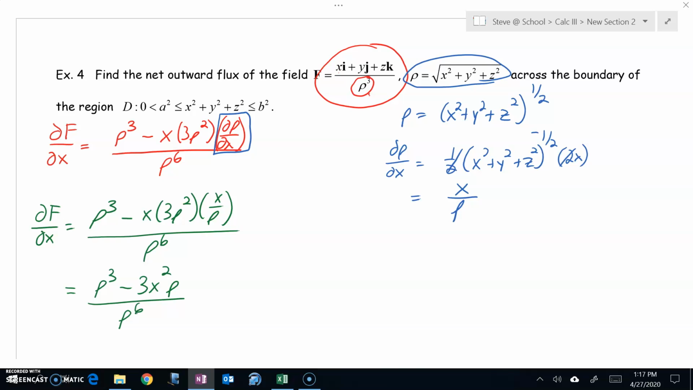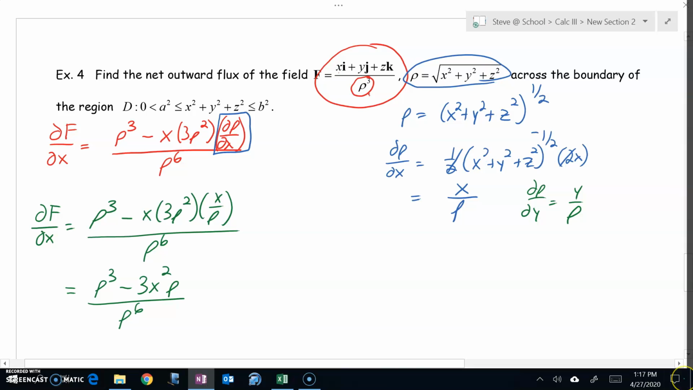Now, if you do that with df dy, the only difference is you're going to have a y here, and then when you do d rho dy, same thing, you're going to get y over rho. So I'm going to just write that over here. d rho dy is y over rho, I should say. And then same thing for d rho dz, z over rho.